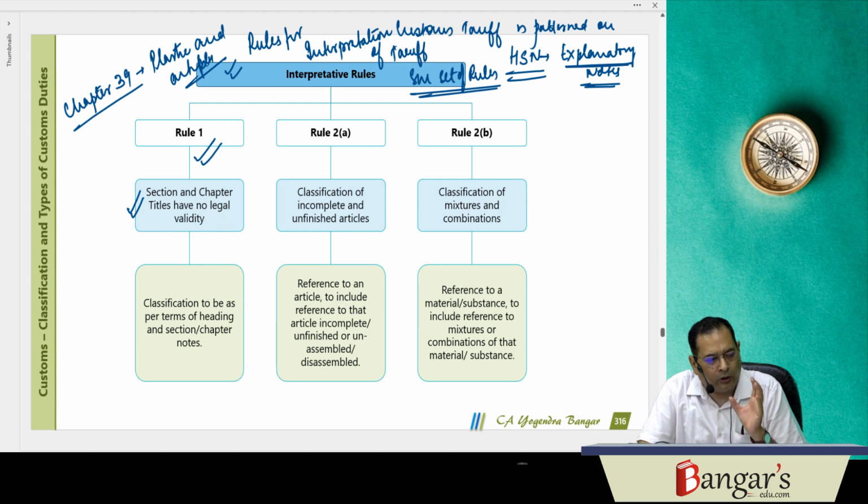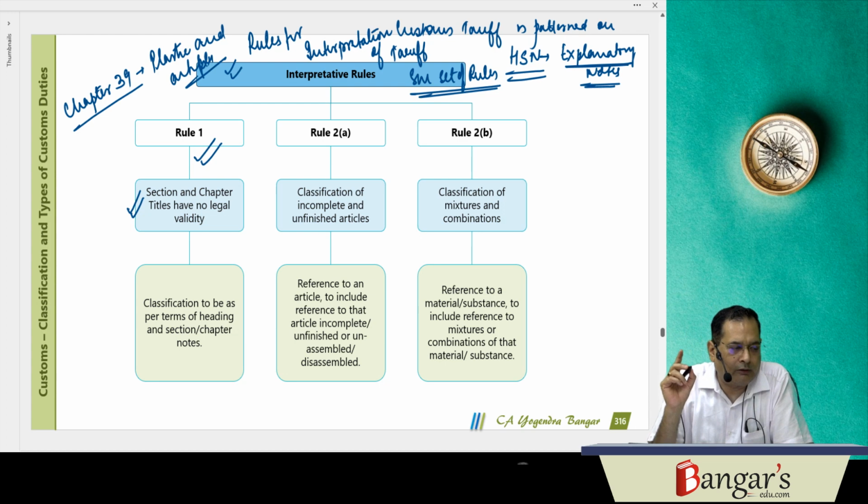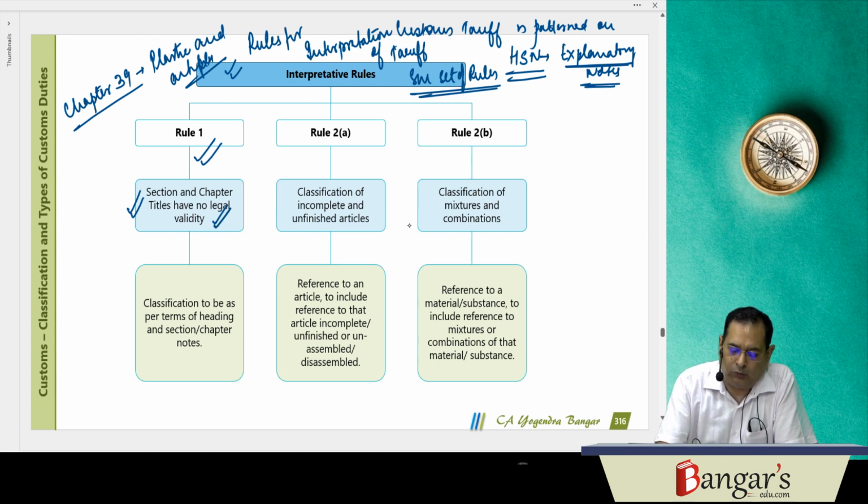If you want to determine the classification, it is to be determined in terms of headings, subheadings, and related section notes and chapter notes, unless the headings or notes otherwise require, in accordance with the following rules. Fundamentally, the section and chapter titles have no legal validity. Classification is to be done as per the terms of headings and subheadings and related section notes, chapter notes. So that is to be kept in mind.